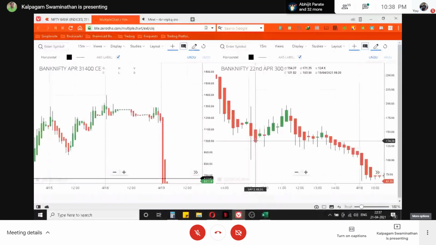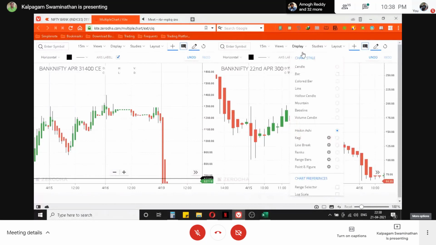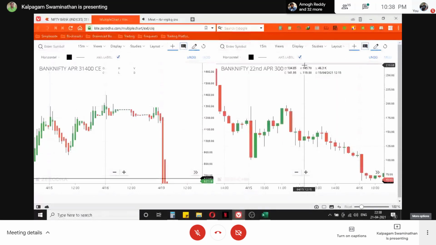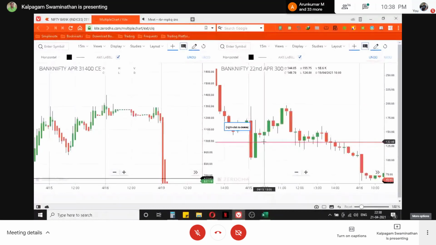This is where the high is broken by the next candle. I'm taking this specifically. Switch over to the normal candle chart. Look at your 10 o'clock candle. The high price is 155.75. You're able to see it here, no? So what you do is you place a SLM order in Zerodha, if you're using Zerodha, for entry at, let's say, 156.